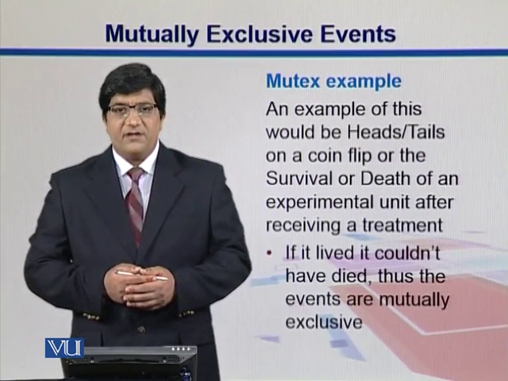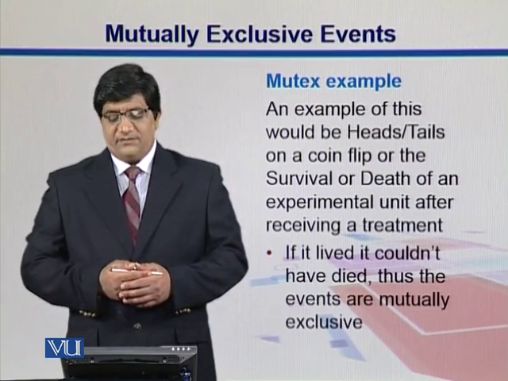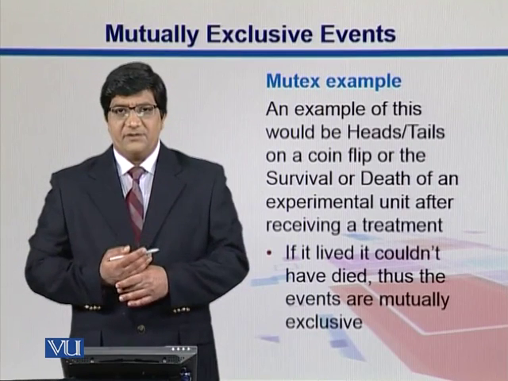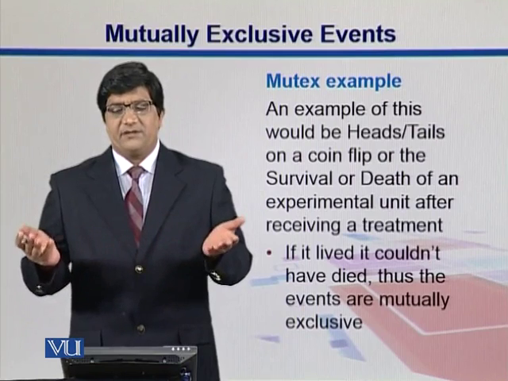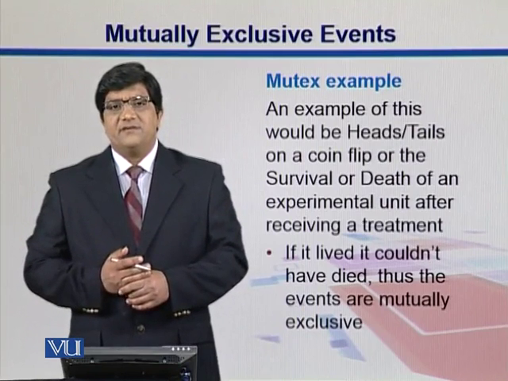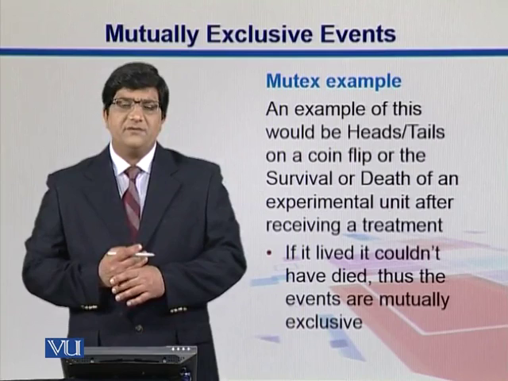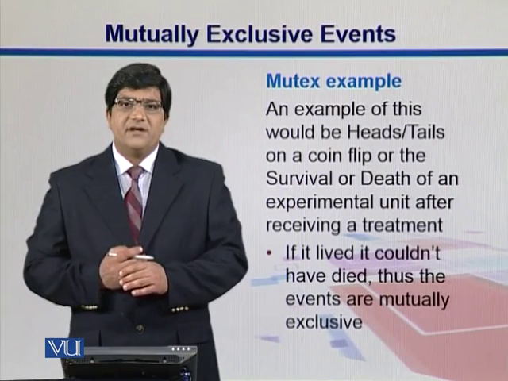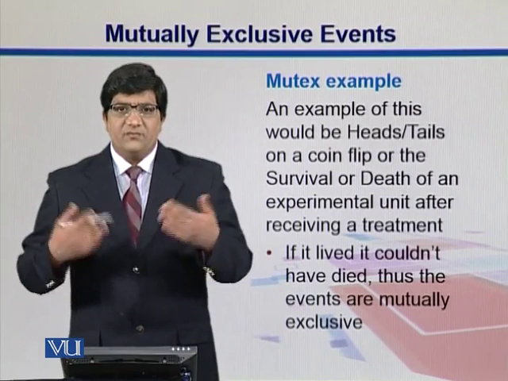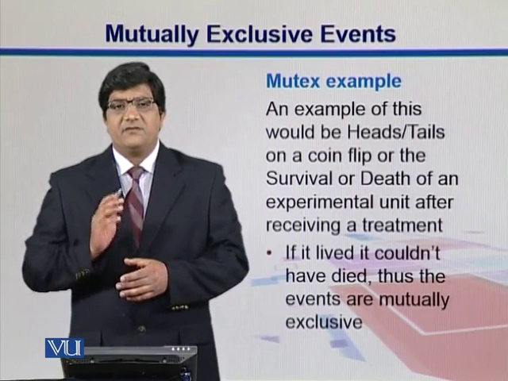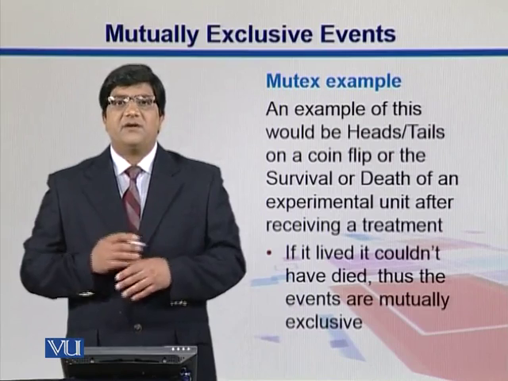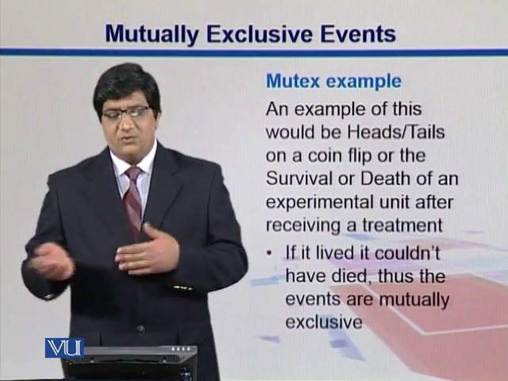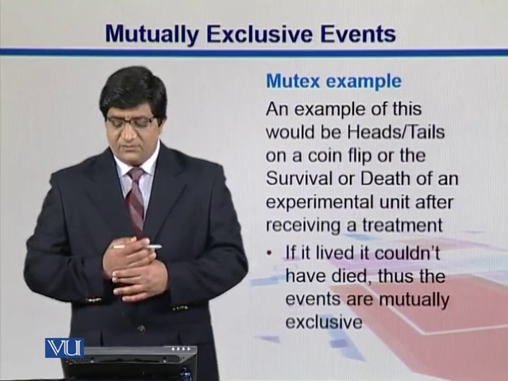In the same way, consider survival or death of an organism in some experimental unit in which you are applying some treatments. Let's say, for example, you are applying the treatments on rats. In this example, the rats are your experimental units. Whether they survive or they die, we cannot have both things possible for each individual. If it survives, it has not died. So death and life are mutually exclusive events.